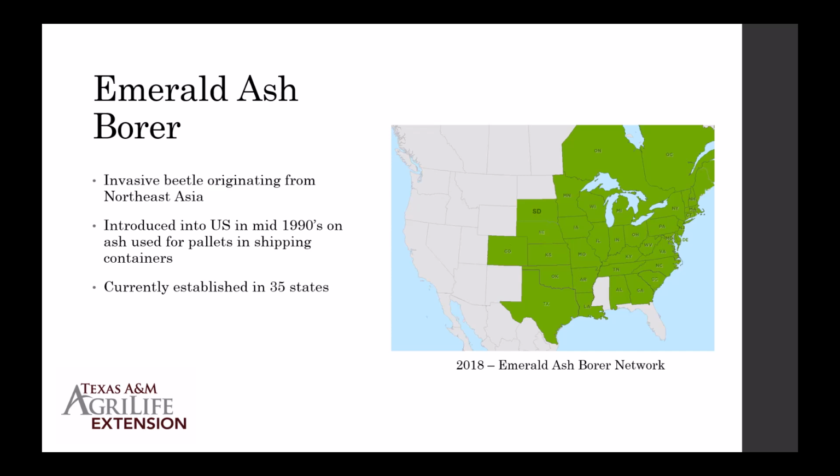The emerald ash borer is an incredibly invasive beetle that originated from Northeast Asia. It was first discovered around Detroit, Michigan in 2002, but it is estimated to have been introduced in the United States in the mid-1990s. It was likely brought in on shipping containers that contained ash wood products. Since its introduction, it has spread to 35 states in the east to mid-United States, including Texas.